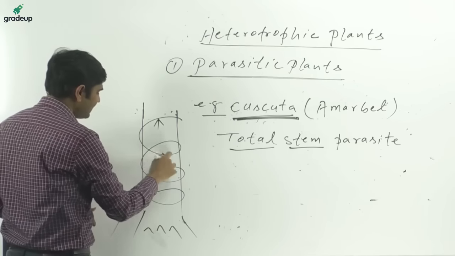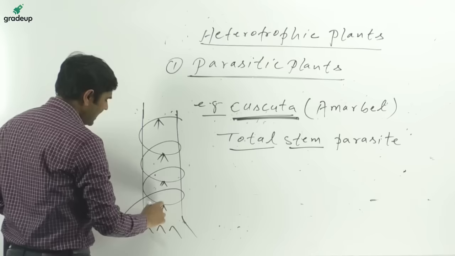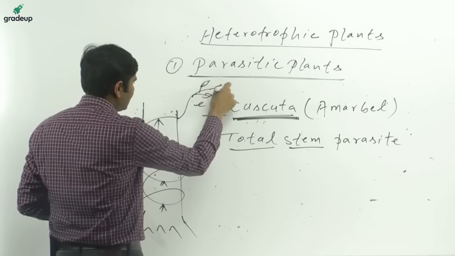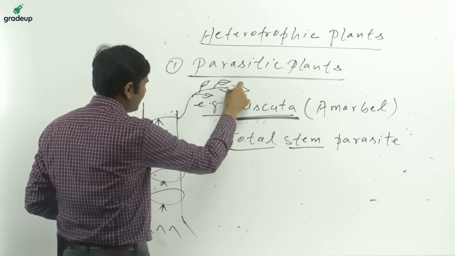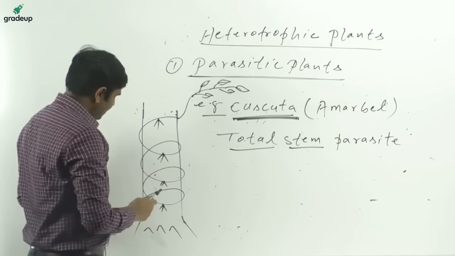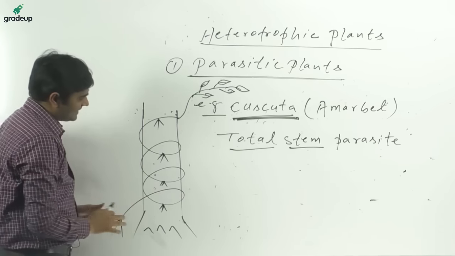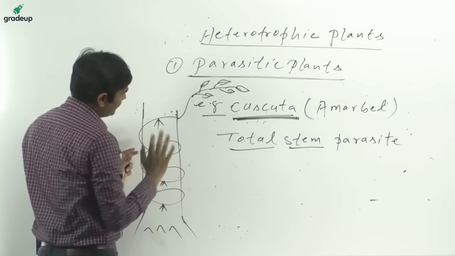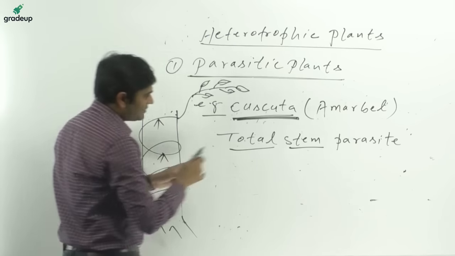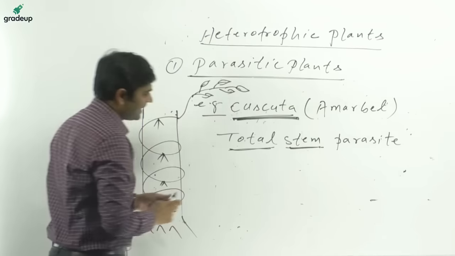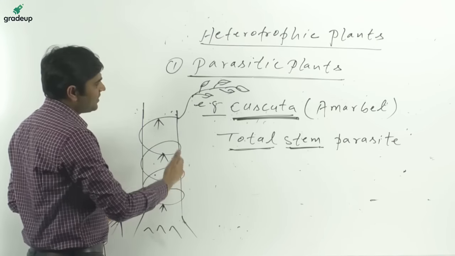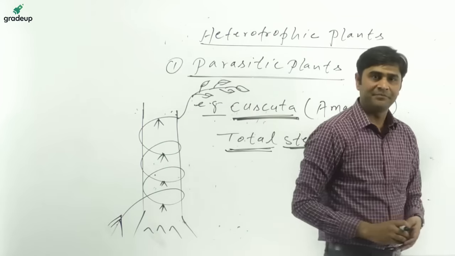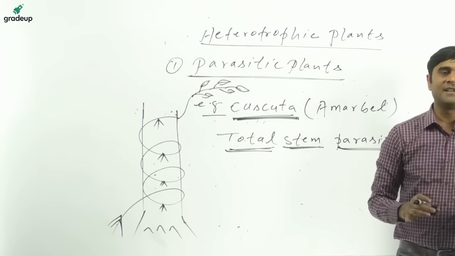Cuscuta inserts its roots into the stem of another plant and absorbs their prepared food, and they grow. They do not perform photosynthesis. They are totally dependent on the stems of another plant. So it is called a total stem parasite. Okay, guys, it is a total stem parasite.